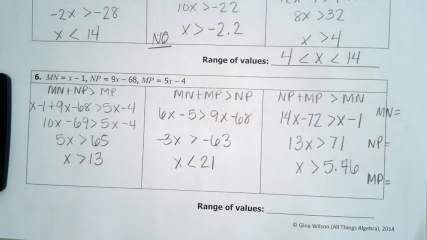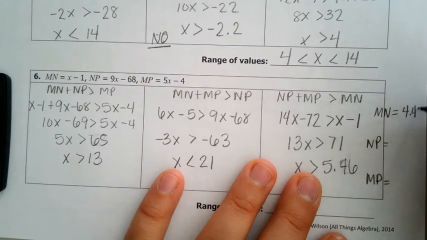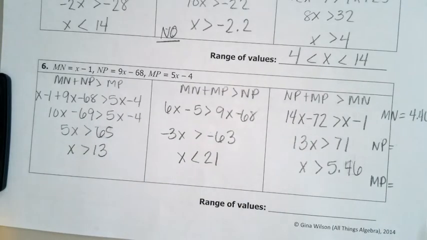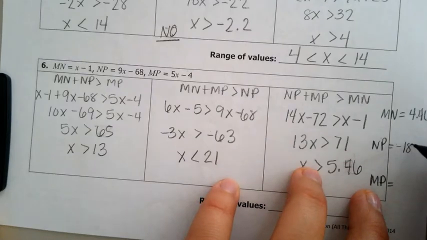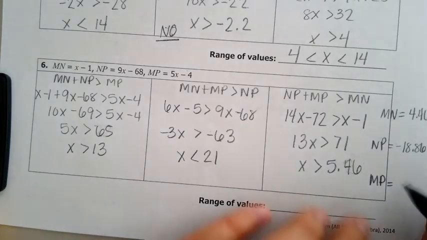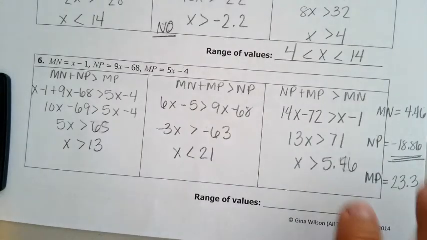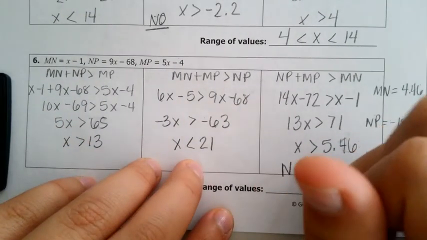So what I'm doing is I'm plugging x into all of the sides. So if you're going to plug it in for MN, you get 4.46. If you plug it into 9 times x minus 68, we're going to get negative 18.86. So that's a negative side length. And 5 times 5. So obviously that side length there, which is a negative, we cannot have it. So this one's going to be the no.